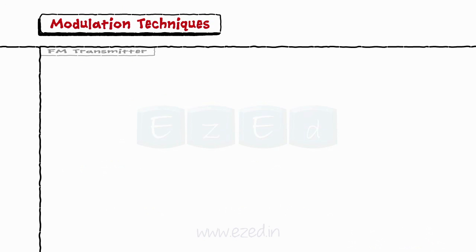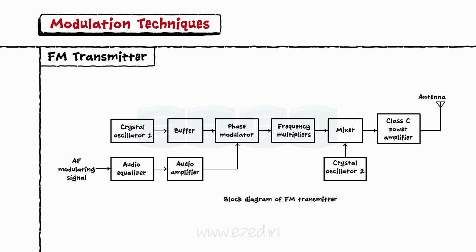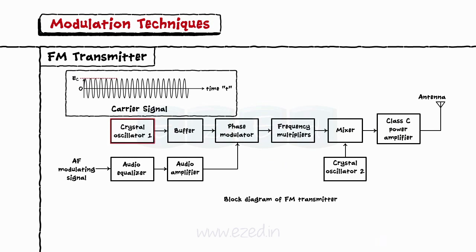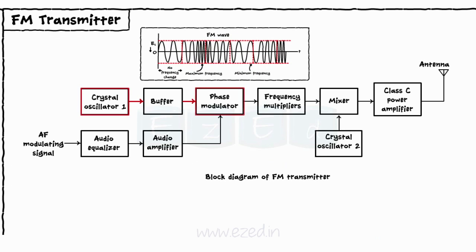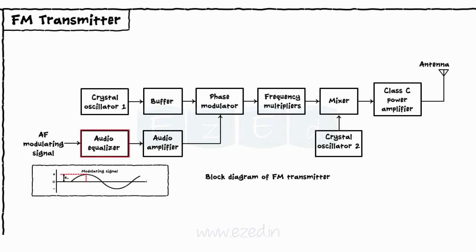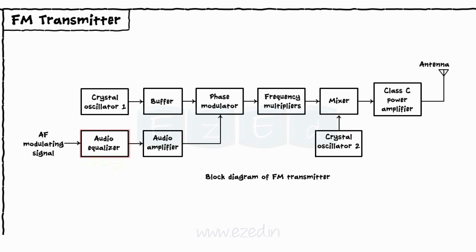Now let's study the FM transmitter. FM also uses the crystal oscillator to generate the carrier signal. This carrier is then applied to a phase modulator. The modulating signal is applied to the audio equalizer, which is basically an integrator. The output of the equalizer is applied to the audio amplifier. The phase modulator accepts the carrier and the modulating signal and produces the frequency modulated signal at the output.